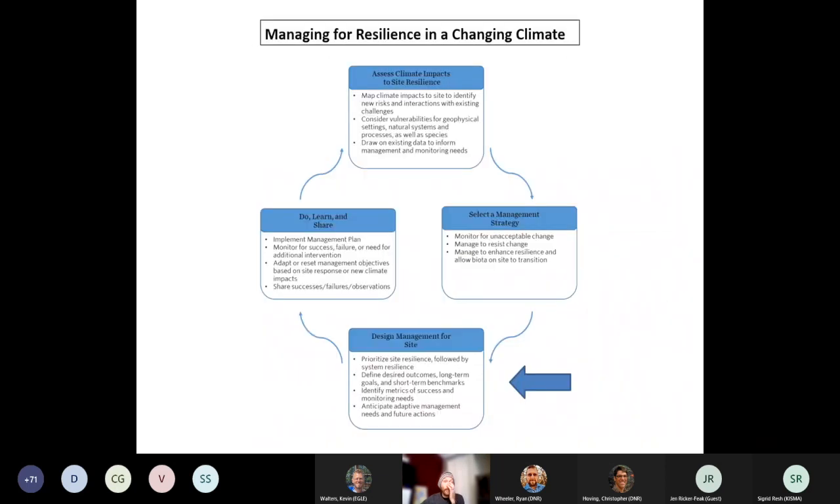Then we get down into an actual design for management, and we would think that you would want to prioritize site resilience, site being that stage. And then we hope that that would be followed by system resilience, or the response of the actors on the stage. So you're looking at what you want for outcomes, long-term goals, short-term benchmarks, all that good kind of project management and strategic planning stuff.